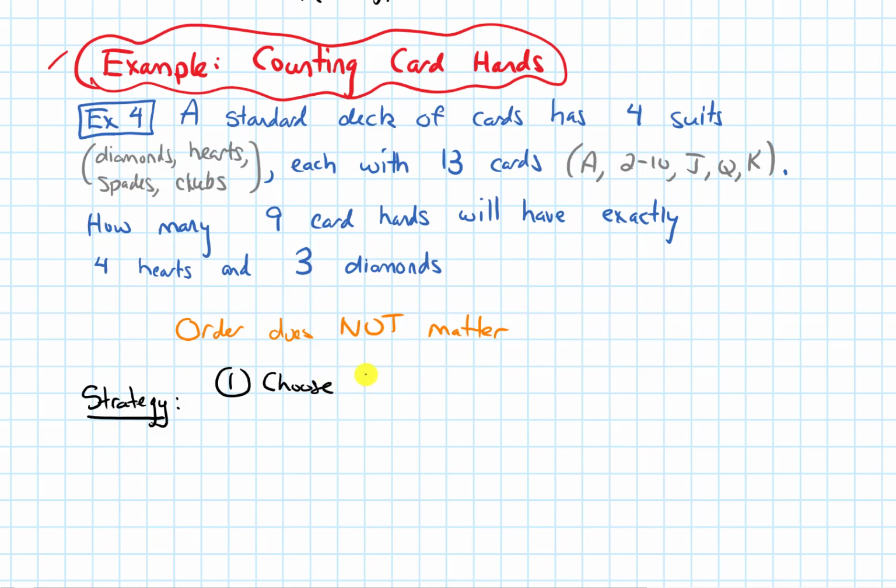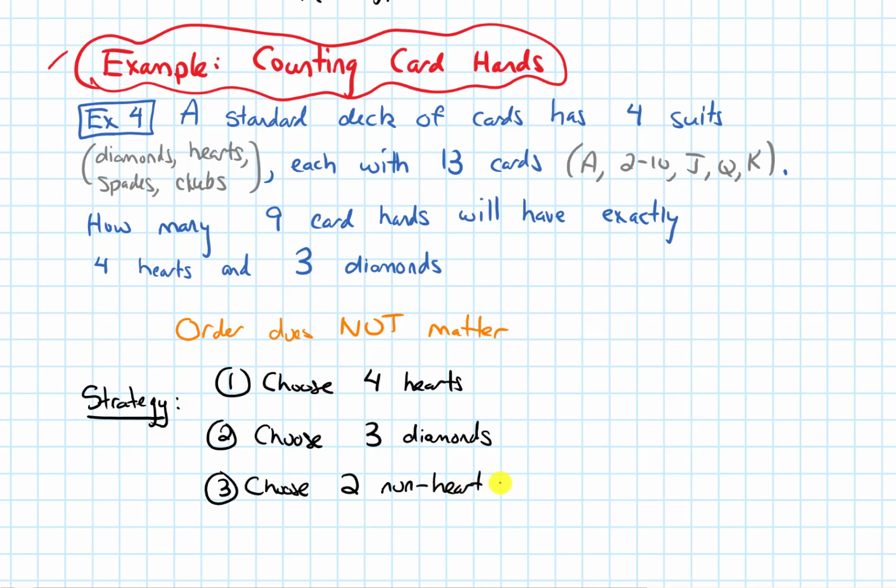So we're going to have to choose 4 hearts. That's definitely something we're going to have to do. We are going to have to choose 3 diamonds. And then to complete our 9-card hand, we still would need 2 more cards, because 4 hearts and 3 diamonds, that's 7 total cards. So then we still need to choose 2 non-heart/diamonds. So these are either going to be clubs or spades.